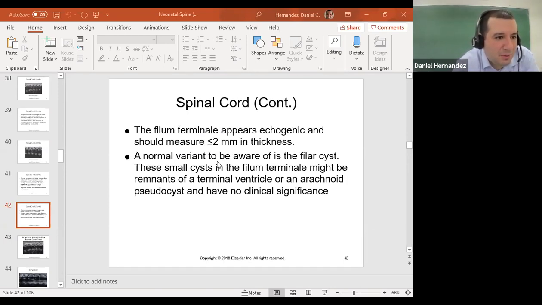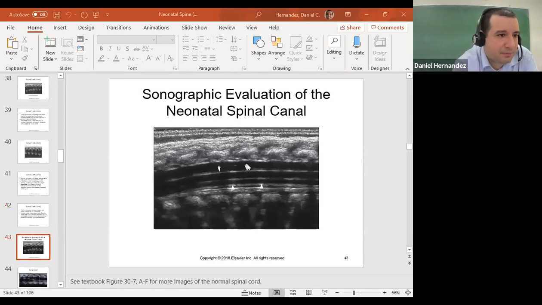A normal variant to be aware of is a filar cyst. Small cysts in the filum terminale might be remnants of the terminal ventricle or an arachnoid pseudocyst and have no clinical significance. So this is just a picture showing the spinal canal with the central canal, the double echogenic lines.